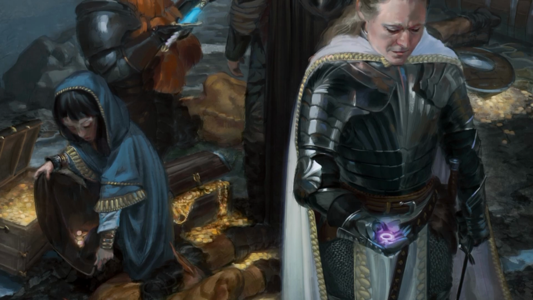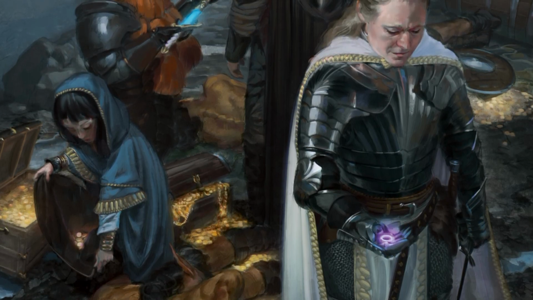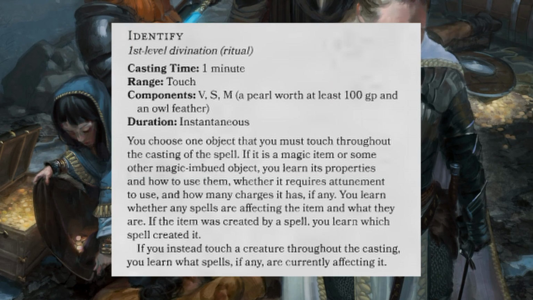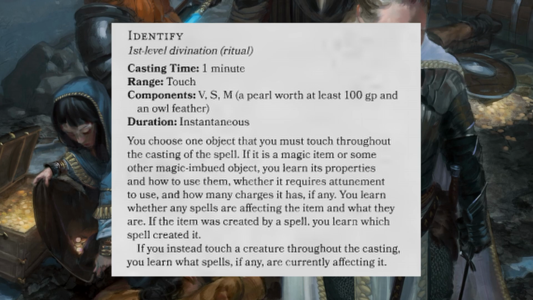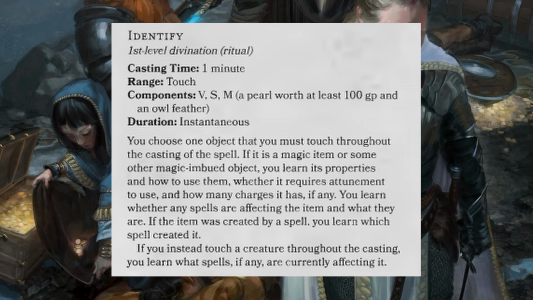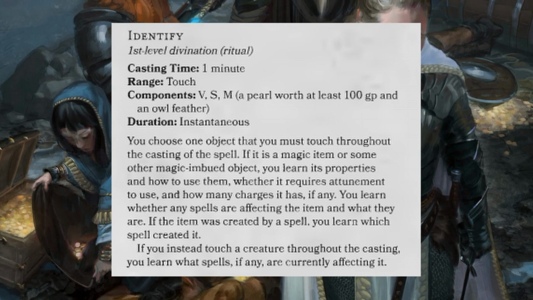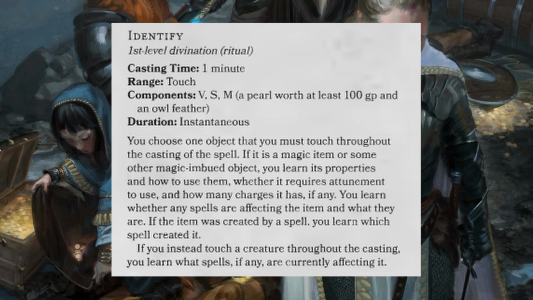The Dungeon Master's Guide gives us 3 basic options, the first of which is the Identify spell. Identify is a first-level divination ritual usable by Bard, Wizard, Artificer, or the Knowledge or Forge Domain Cleric. When you cast the Identify spell, it's important to note that you have to have a pearl worth at least 100 gold pieces and an owl feather.